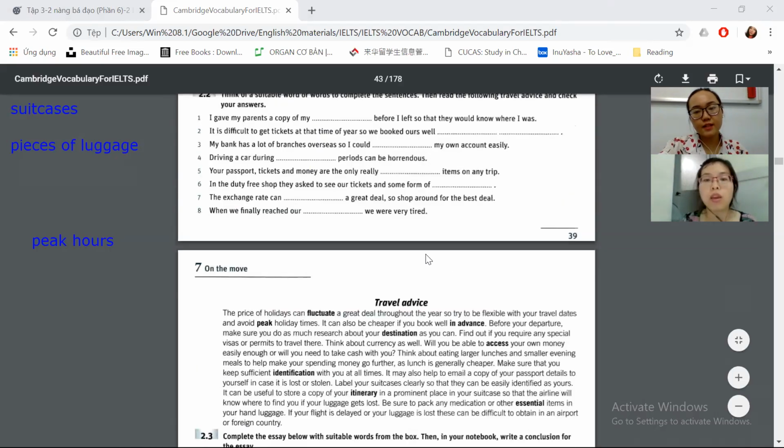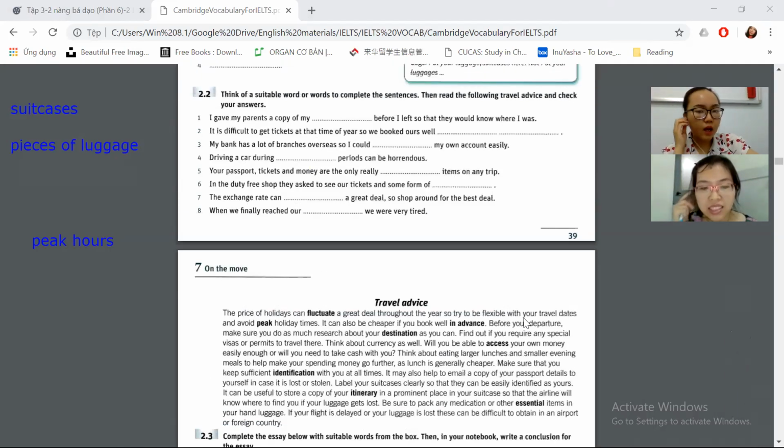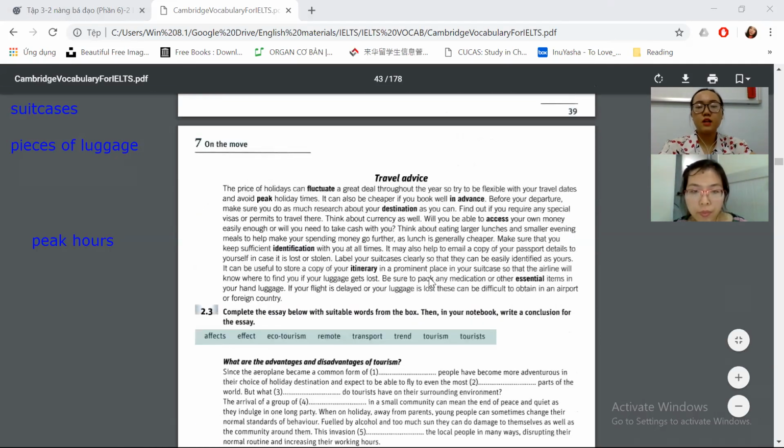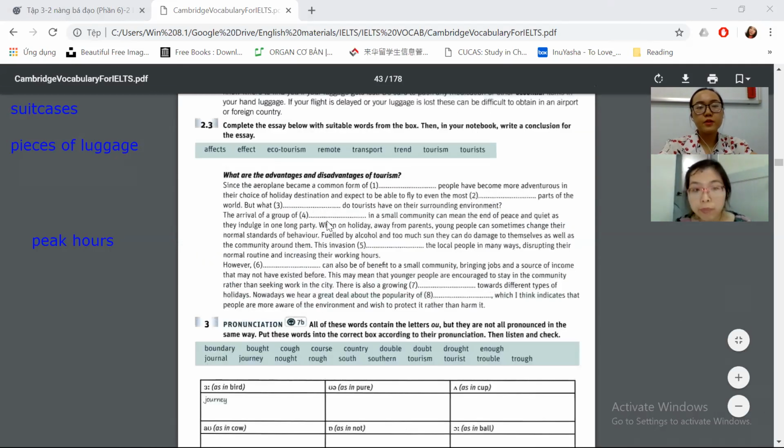So do you understand them all? Yes. So let's go back. Number one, what is it? Itinerary. Advance, right? Yes. Access during peak hours. What is the word for number five? Essential. Essential, very good. Number six is identification. Number seven, fluctuate, and return to destination. Very good.